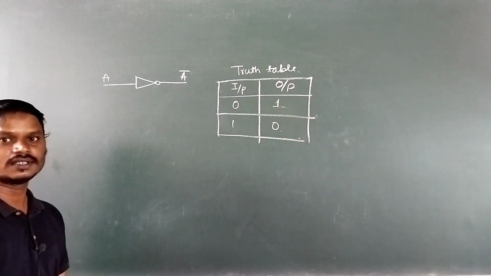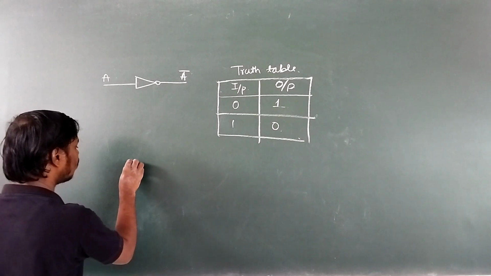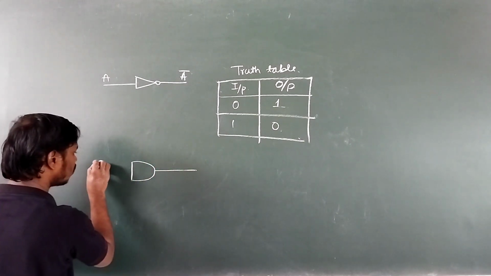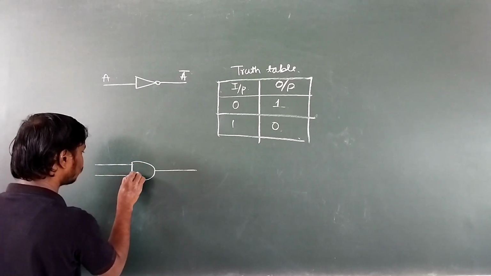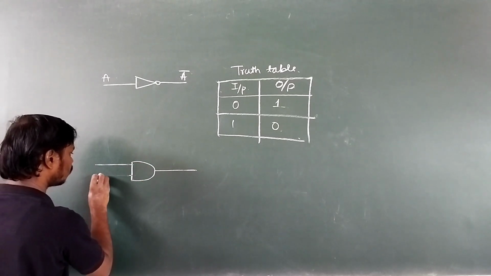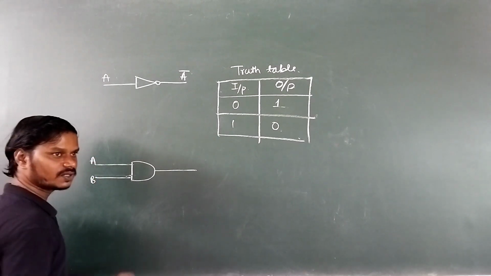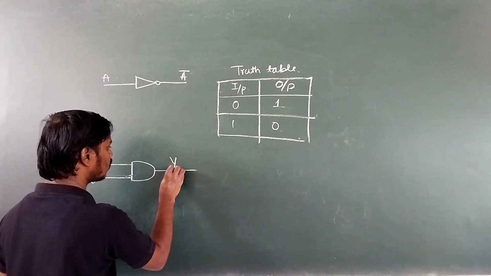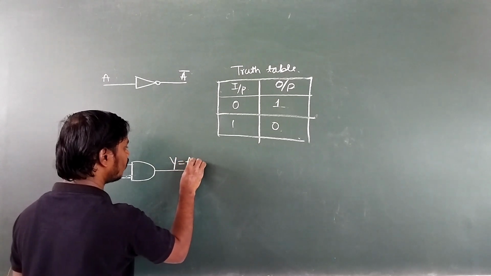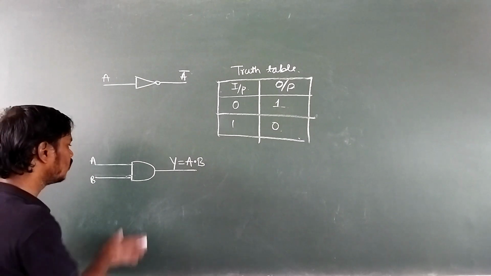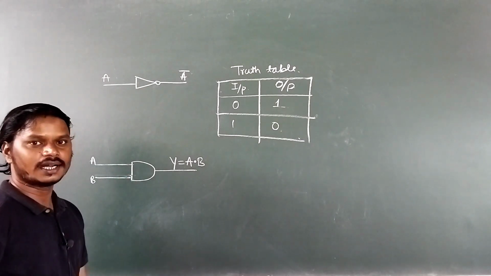Next one, AND gate. AND gate does the multiplication function. This is the circuit symbol for AND gate. A, B are the two inputs, and the output of the AND gate can be written as Y is equal to A and B. So how to read this one? A and B. This is the symbol of AND gate.